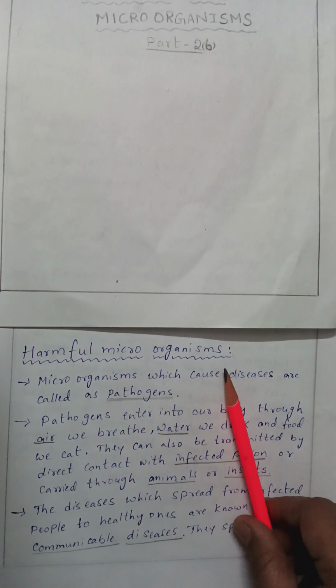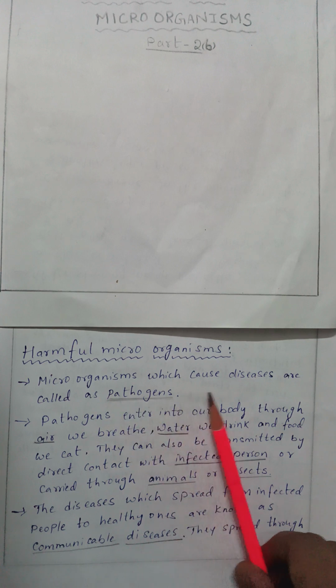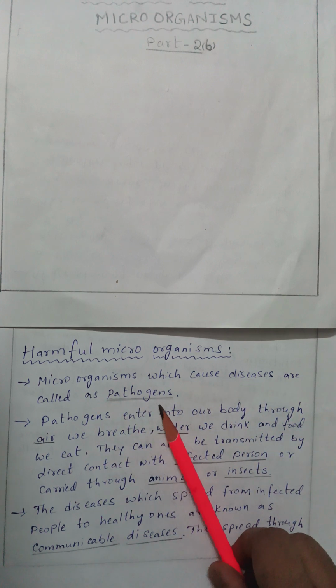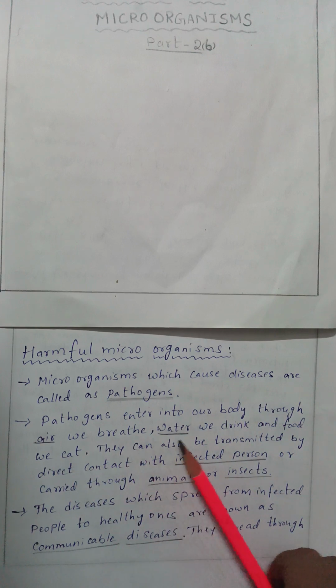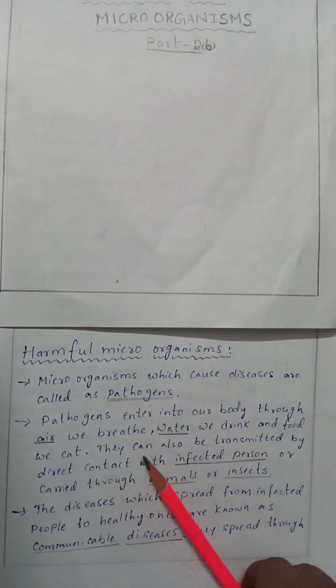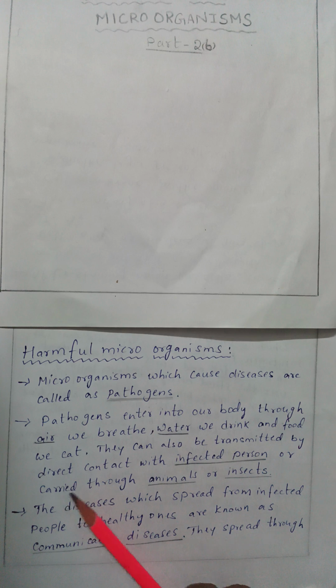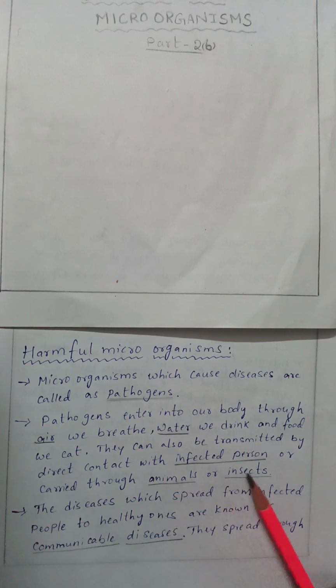harmful microorganisms. Microorganisms which cause diseases are called pathogens. Pathogens enter into our body through the air we breathe, water we drink, and food we eat. They can also be transmitted by direct contact with an infected person or carried through animals or insects.